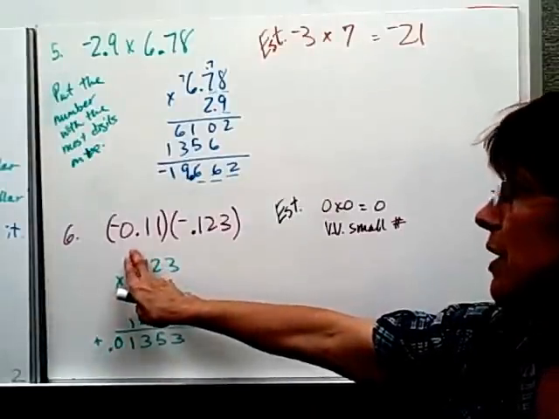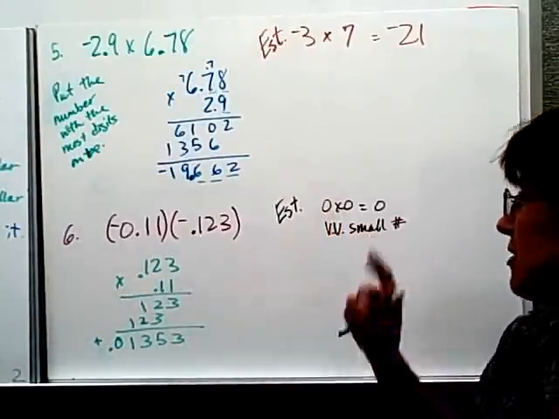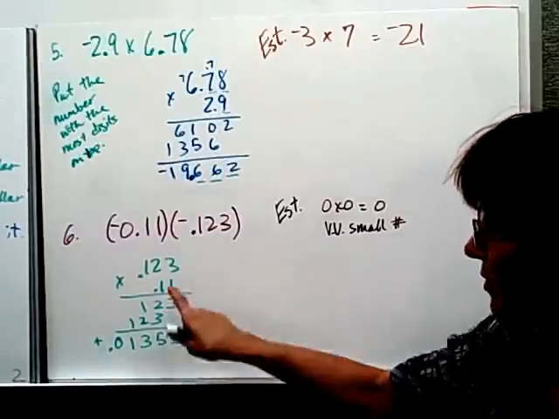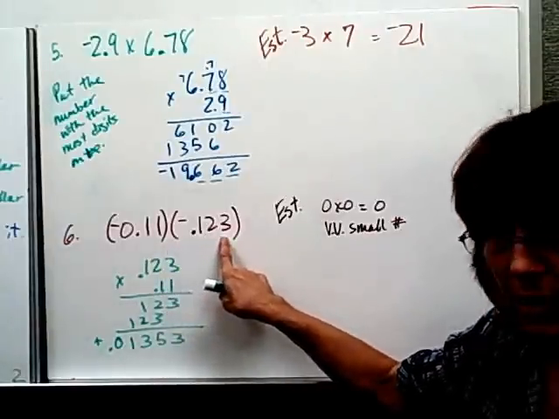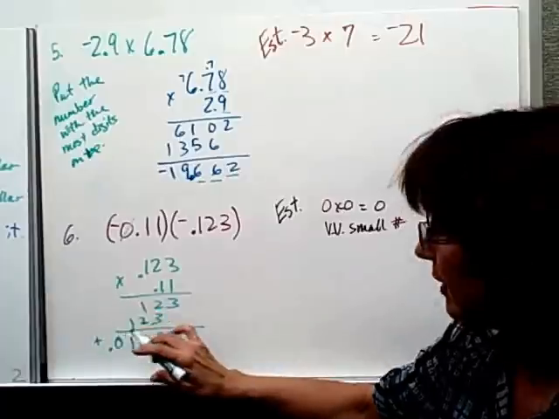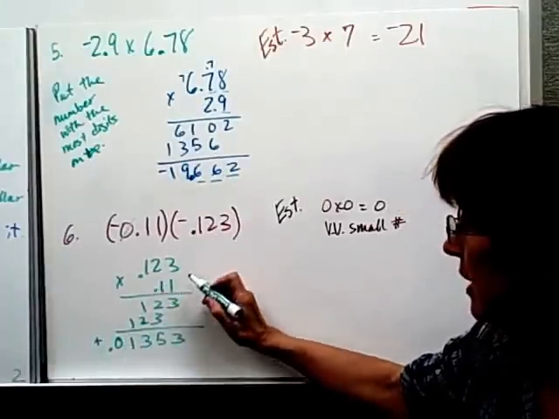Okay, number 6. Now we have 2 very small numbers. So really my estimate is 0 times 0 is 0. So my answer is going to be really, really small. Okay, so I set it up. Again, I put the one with the most digits on top. I don't really need this 0, so I don't need to multiply by it. Don't waste your time doing that. Just get down to what you really need.